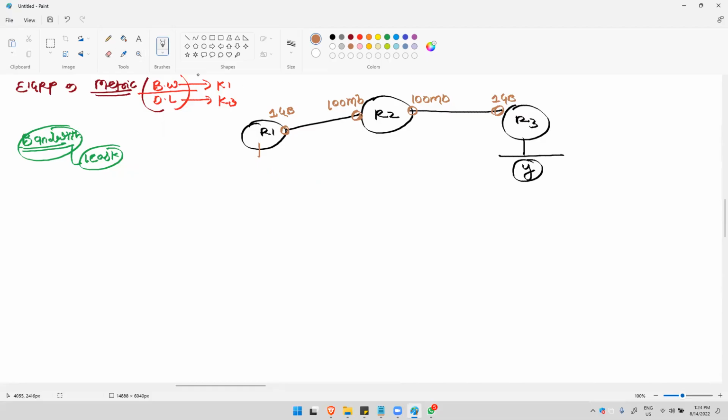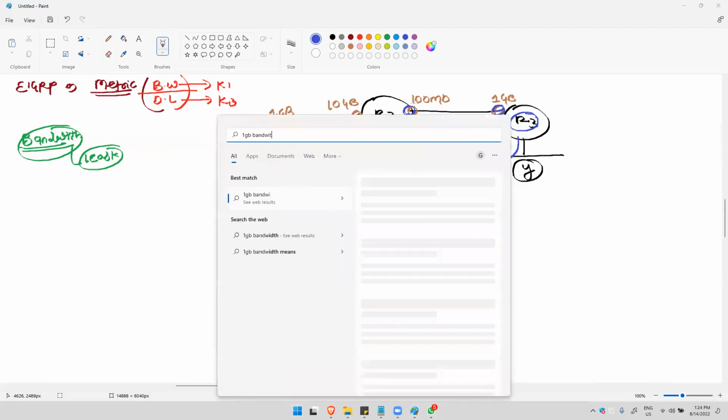1 GB. Okay, I will make one change. Give me 1 second. This one is not 1 GB. This one is 1 GB and this one is 10 GB. Clear? Now, whenever R3 forwards an update on the R2 side, between R2 and R3, which one is the least bandwidth? 100 Mbps. Least bandwidth means in kilobits. 1 GB, how many kilobits? It is 1024.